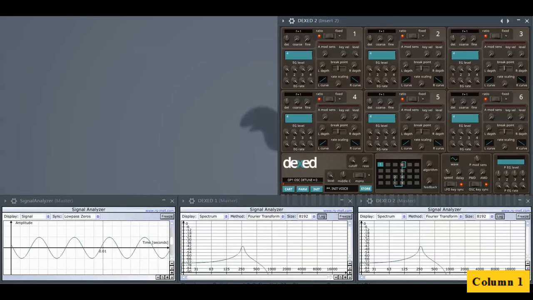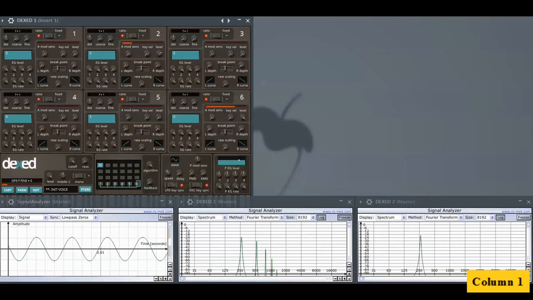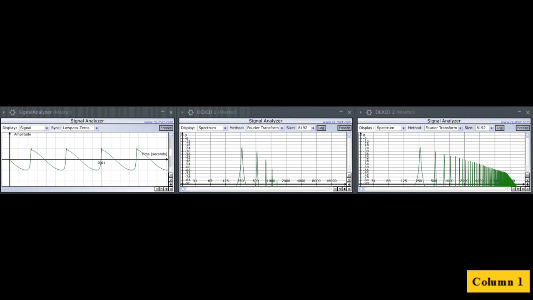So let me create the saw wave from workshop 1 again, using operators 1 and 2 from algorithm 1. I'll freeze the spectrum to compare. Now I switch to algorithm 32 and use only operator 6, increasing the amount of feedback. And with low amounts of feedback, we seem to be right.